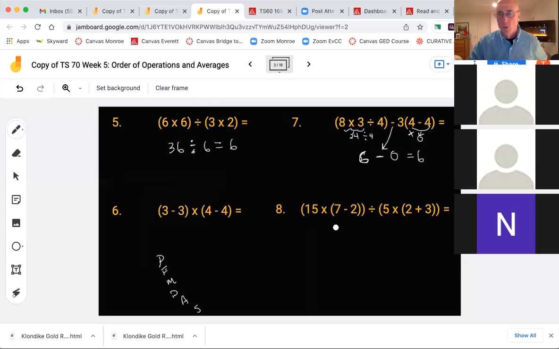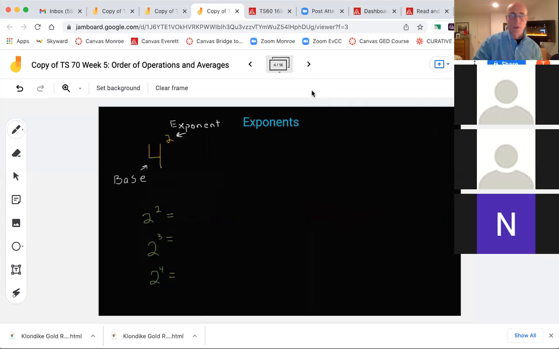Now, I'm not going to do the whole problem for the sake of time tonight because I have a bunch of other concepts. But in number 8 here, you see I've got parentheses within parentheses. Can you guess what you'd do first? You would do this first because it's the parentheses within the parentheses. Likewise, on the right side of the problem, divided by, I would do the parentheses within the parentheses first to get an answer, then multiply it by 5, etc. Okay, so that's order of operations, and you'll get a chance to practice that and be quizzed on it.